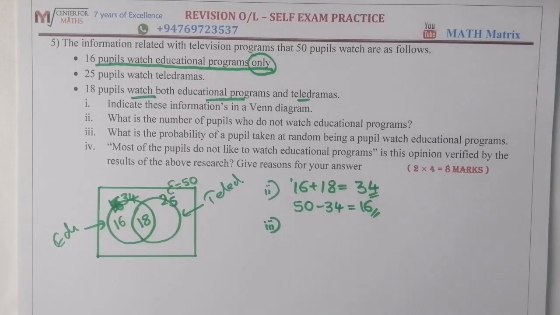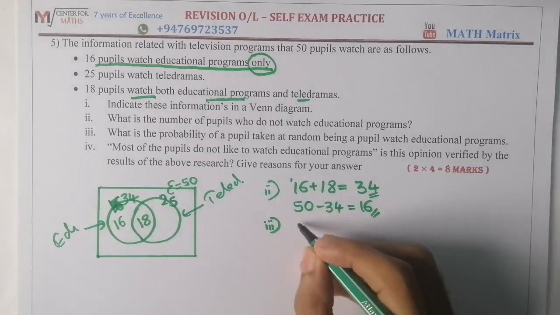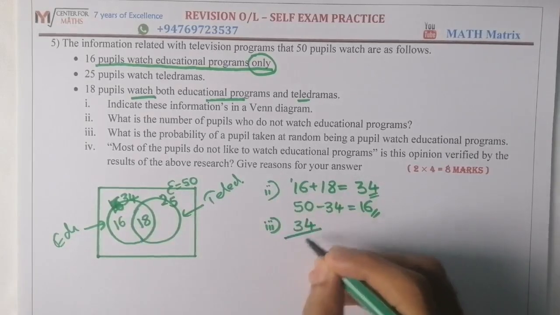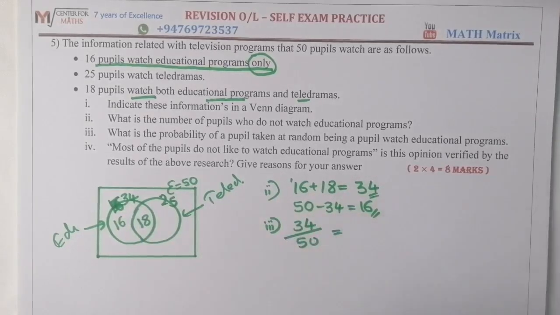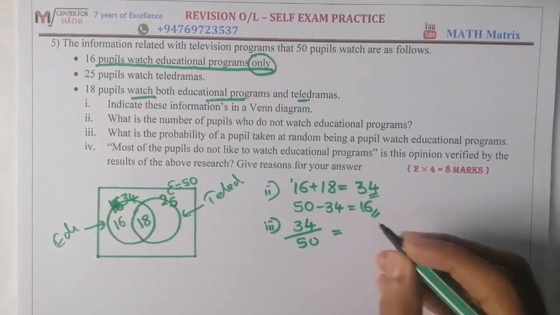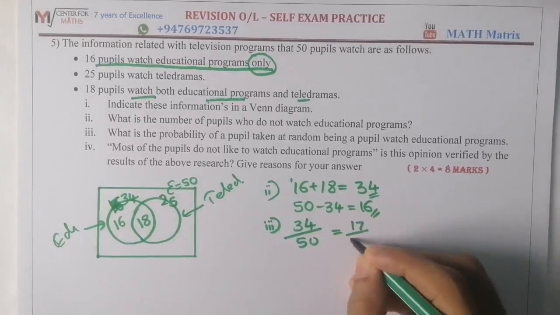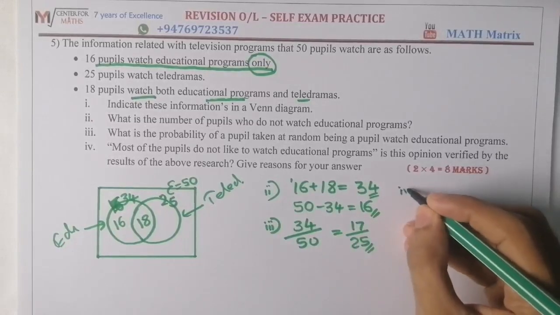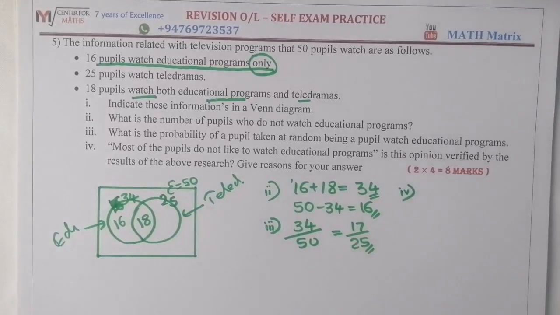And the third: what is the probability of a pupil taken at random being a pupil who watches educational programs? Okay, so watching educational programs, what is the probability of that? So how many are watching educational programs? 34. 34 out of 50. Can we simplify this further? Is there any common factor? Yes, 2 is common. So 17 over 25. And the fourth one, Roman number 4.